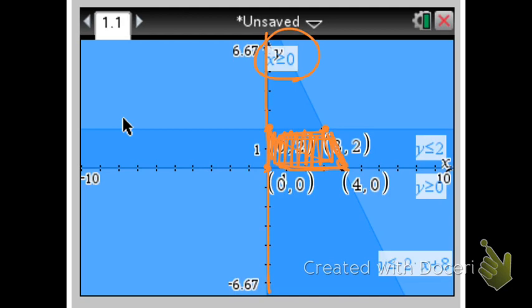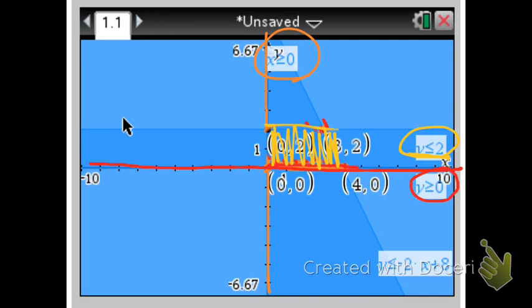Same thing happened here. These 2 points are on the same horizontal line, and it's over the x-axis, and it's shaded up, so that's how I knew it was y is greater than or equal to 0. Same thing happened here with y is less than or equal to 2. These 2 points, 0, 2 and 3, 2, are on the same horizontal line, and it's shaded down, so I knew that would have to be the third inequality.